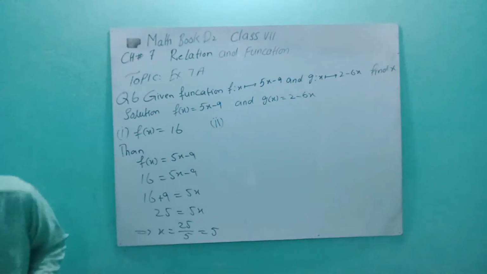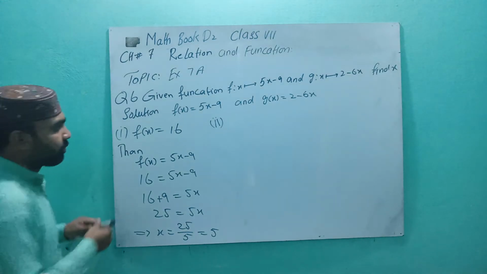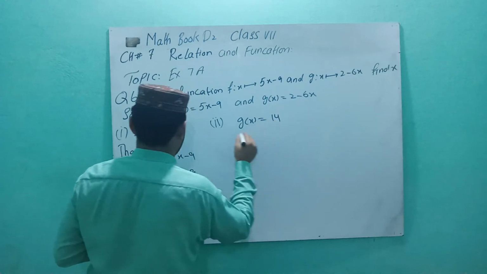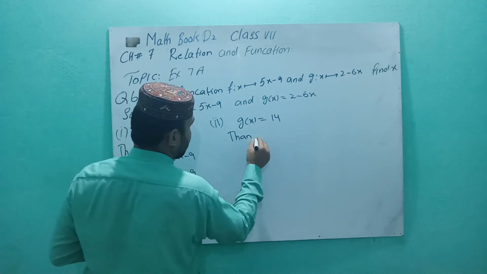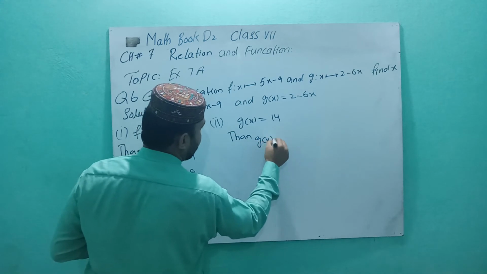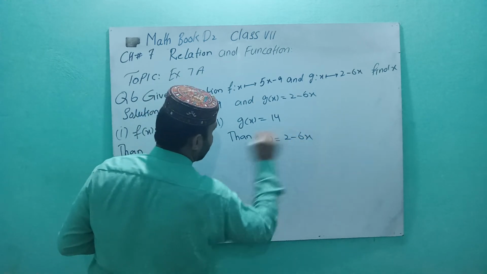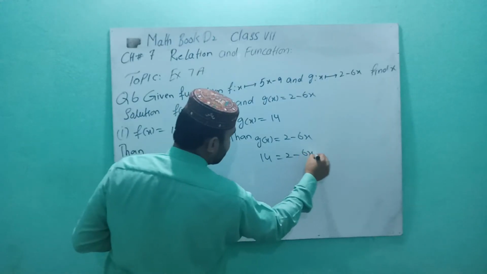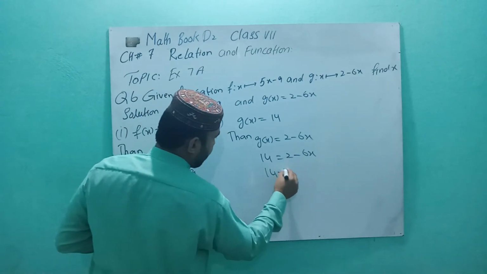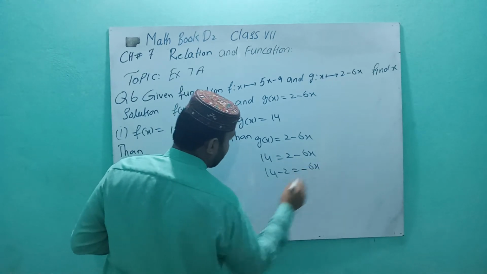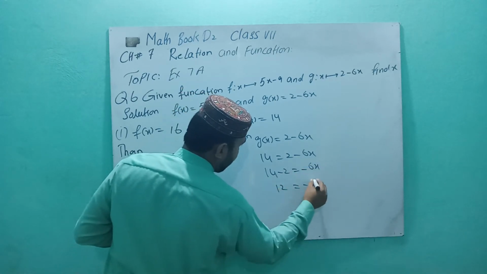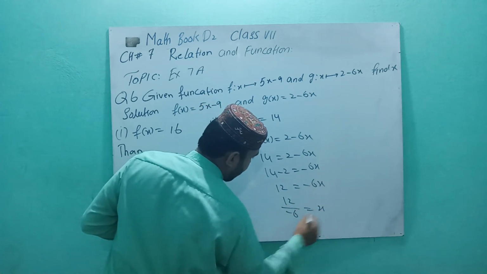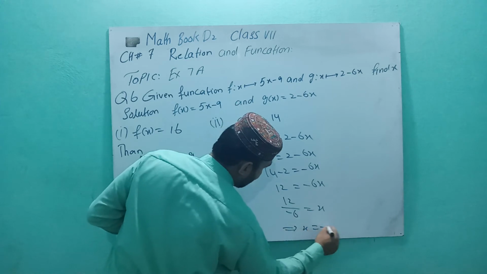The second part, g of x equal to 14. So then g of x equal to minus 6x. g of x is 14, so 14 equal to minus 6x. 14 minus 2 equal minus 6x, 12 equal minus 6x, 12 over minus 6 equal to x, that implies x equal to minus 2.